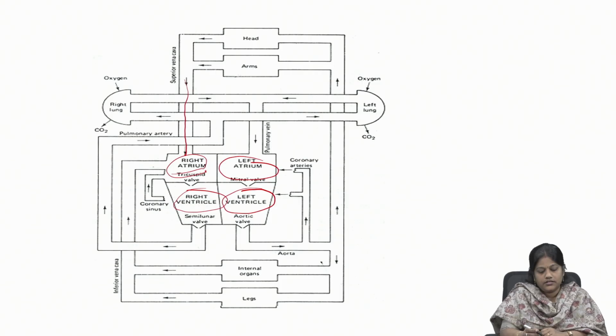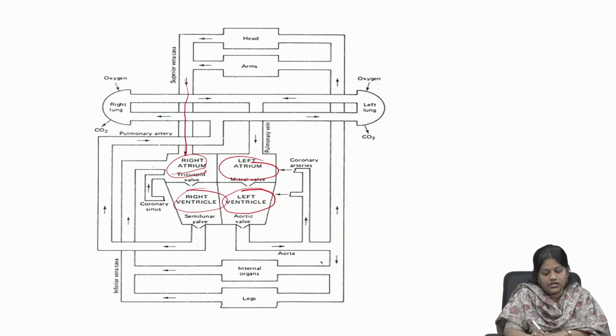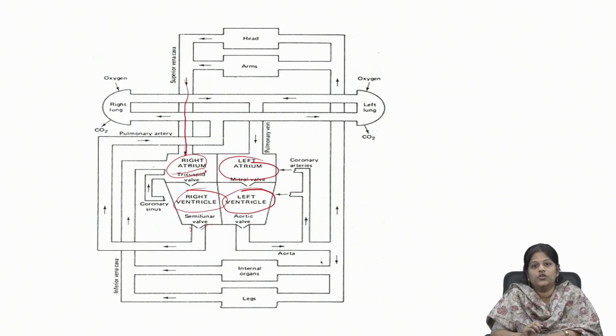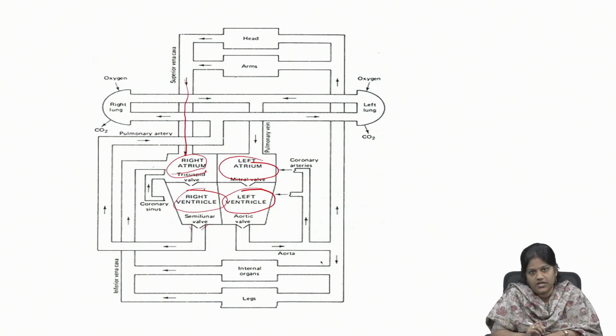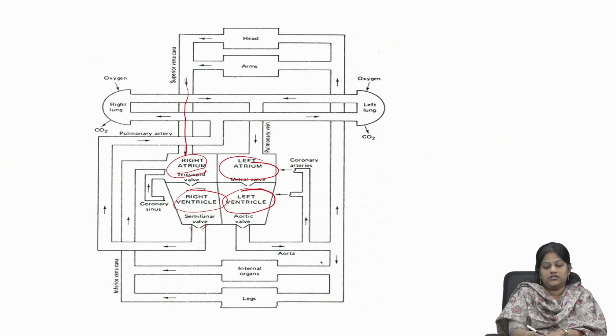And next, after that, the valve which separates the right ventricle and then the lungs is the semilunar valve. We call it the semilunar valve. So here, same as before, whenever this chamber is filled with the blood, and next, the tricuspid valve is closed here itself.